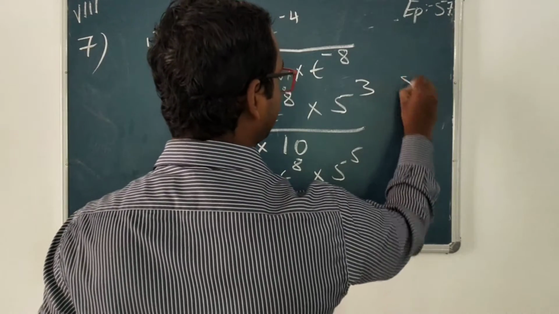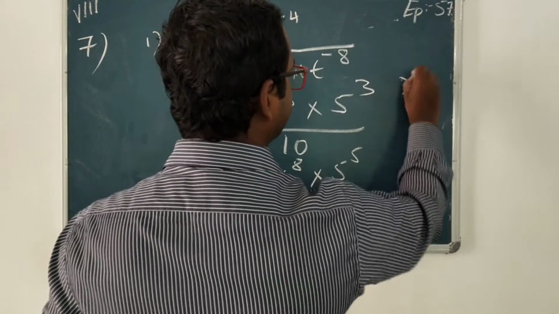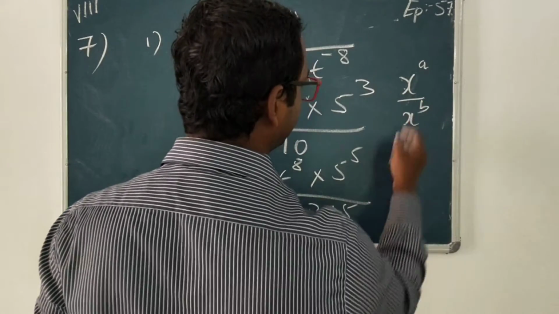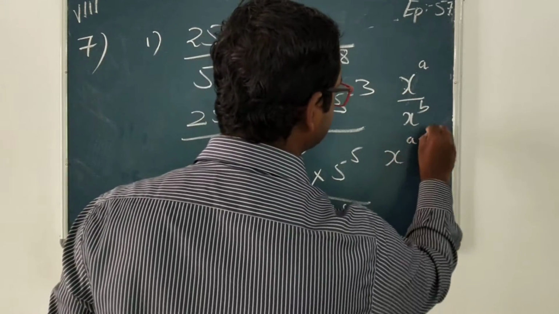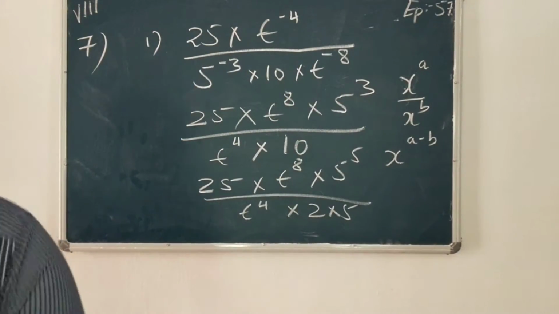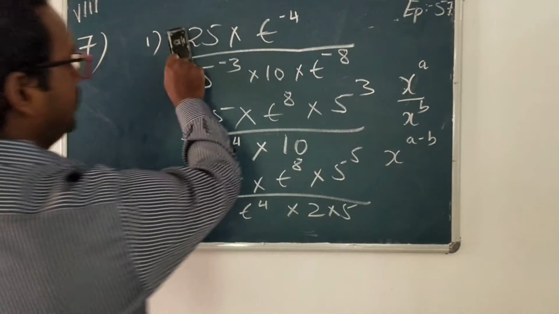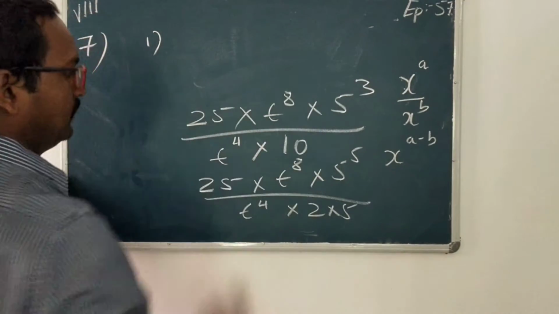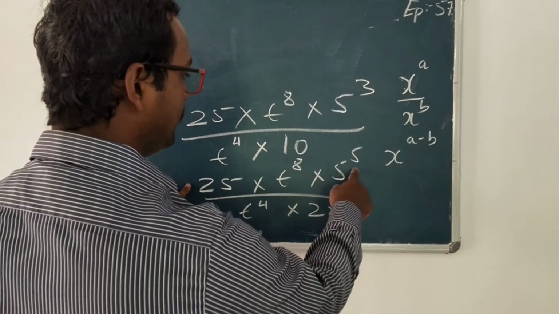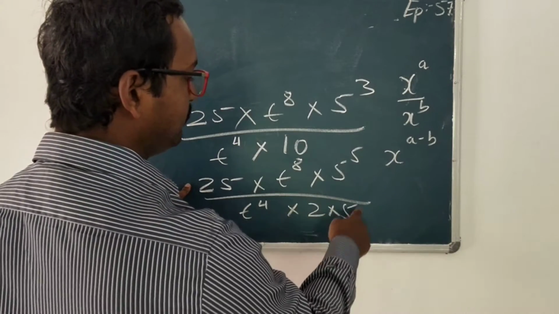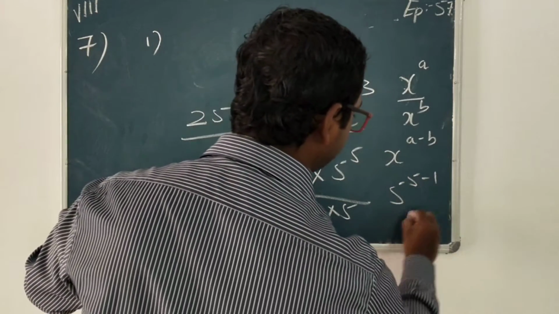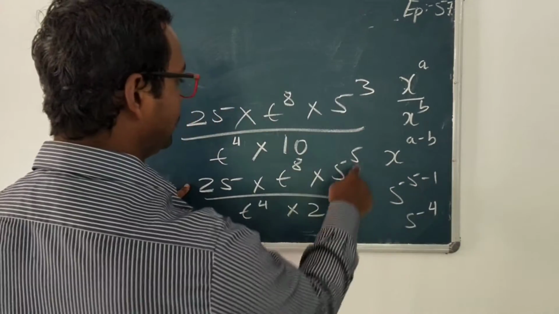x power a and x power b. We know what we have to do is x power a minus b. Okay, let me write here. So finally, here the power is 5 power 5, here the power is 5 power 1. So the final answer is 5 power 5 minus 1, which is 5 power 4. So this will become 5 power 4.